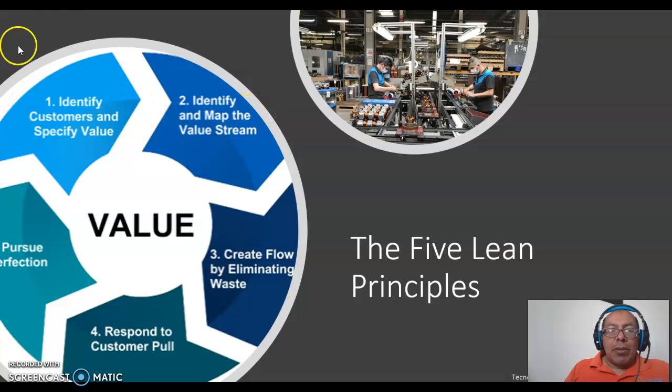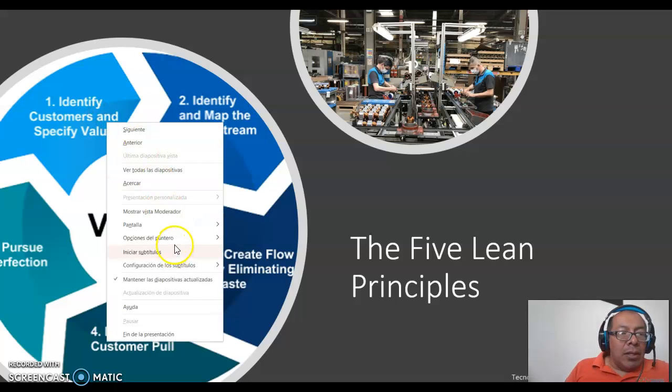These five Lean principles, each one of them is a stage that contains methods and tools that are going to help to define what Lean is about, where to implement it, how to do it, and how to continue. So we're going to start by saying the first stage is identify customers and specify value.